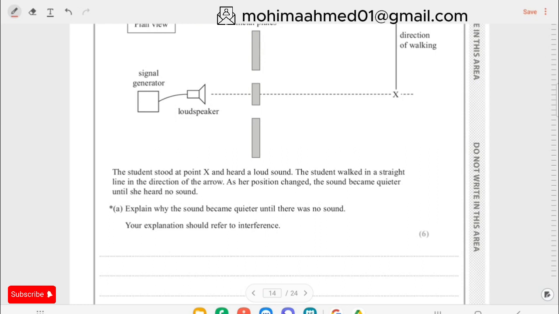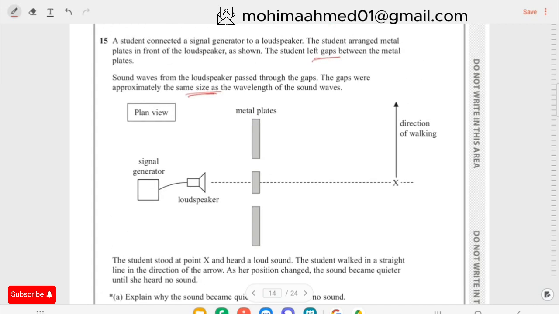We need to explain why the sound became quieter until there was no sound, and your explanation should refer to interference. At point X, she was listening to a louder sound, so at point X, the waves from the two gaps are interfering constructively, which produces a maximum amplitude.